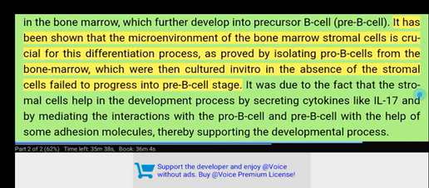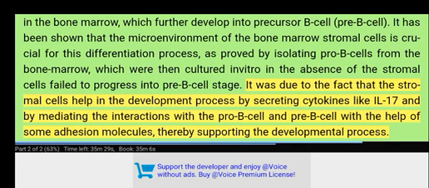It has been shown that the microenvironment of the bone marrow stromal cells is crucial for this differentiation process, as proved by isolating pro B cells from the bone marrow, which were then cultured in vitro in the absence of the stromal cells and failed to progress into the pre B cell stage. It was due to the fact that the stromal cells help in the development process by secreting cytokines like IL-7 and by mediating the interactions with the pro B cell and pre B cell with the help of some adhesion molecules, thereby supporting the developmental process.